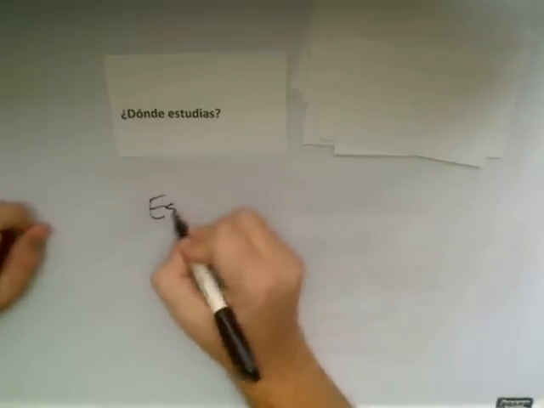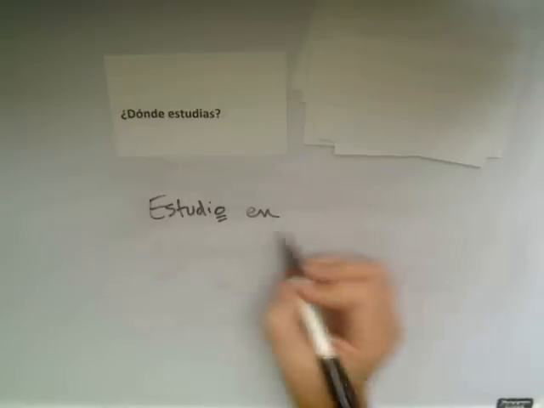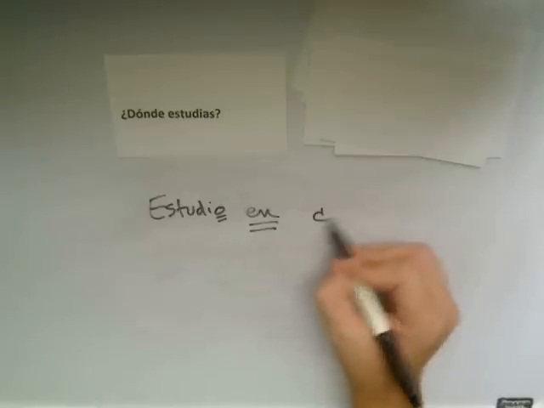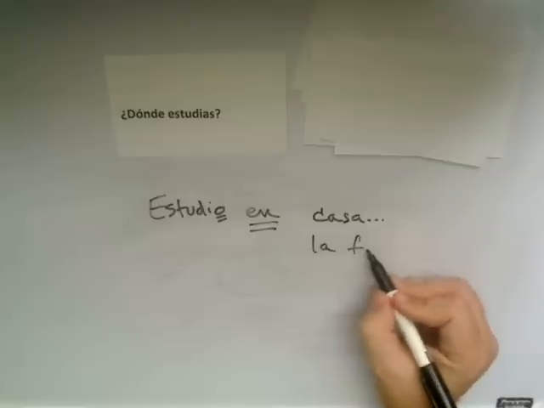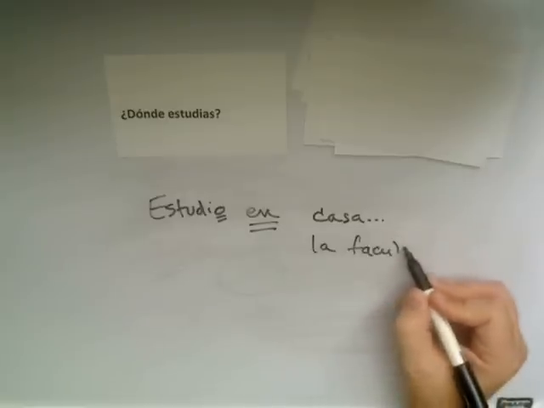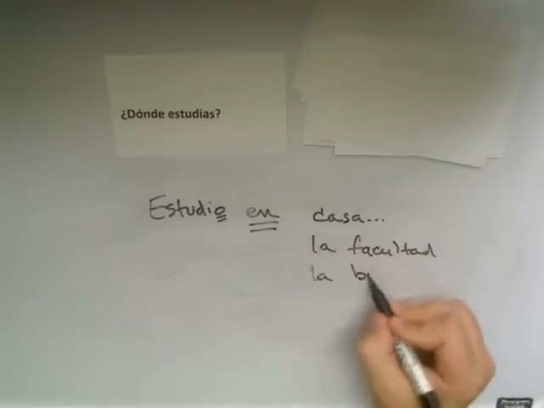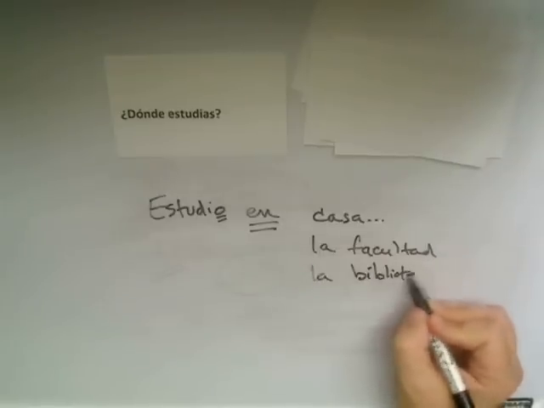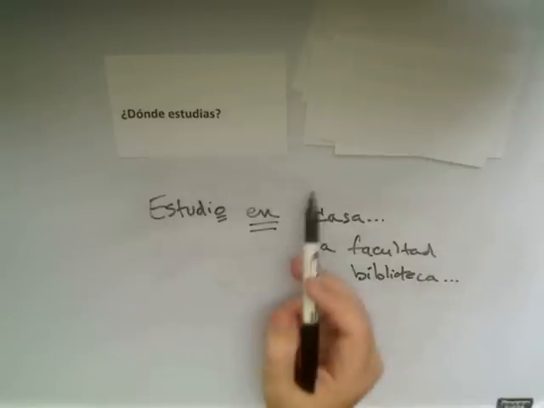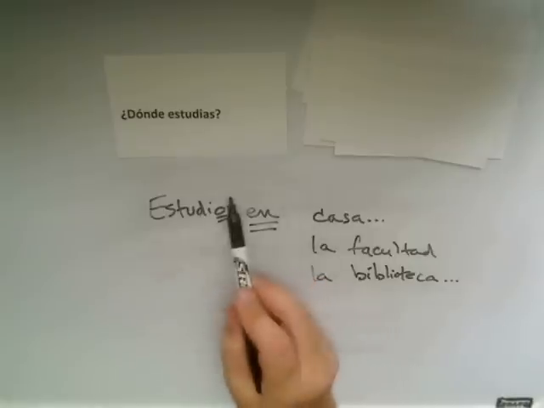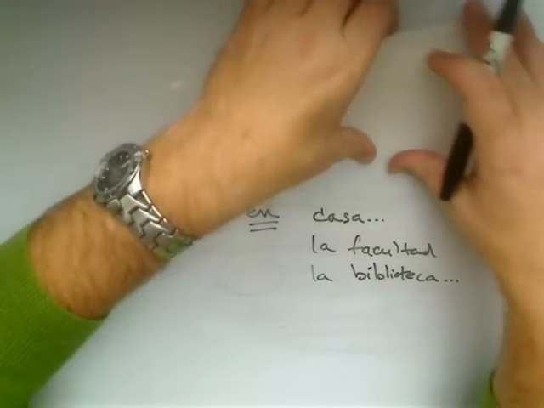So again, recycling the verb estudiar, conjugating in the yo form. Estudio en, that would be our preposition that we want to use. Estudio en casa. Estudio en la facultad, on campus. Or estudio, por ejemplo, en la biblioteca. Oops. En la biblioteca. So again, just a few questions and answers you can ask, answer, or be asked, dealing with where, when, what you study, etc.